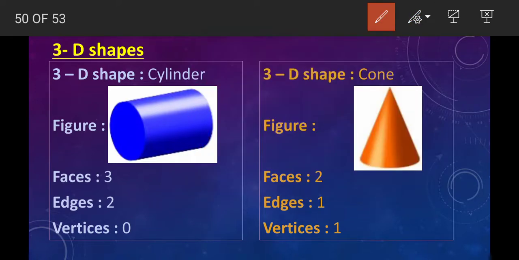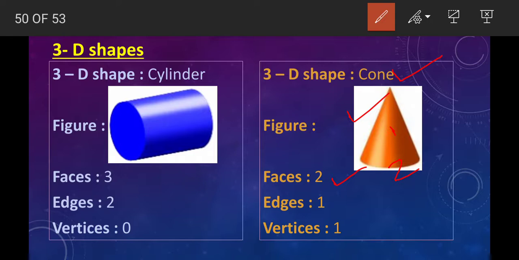Next, another shape is the cone. That is the ice cream cone, which looks like this. Here the curved face is 1, and below it there is one face in circular shape, that is 2 faces. The number of faces in a cone is 2.